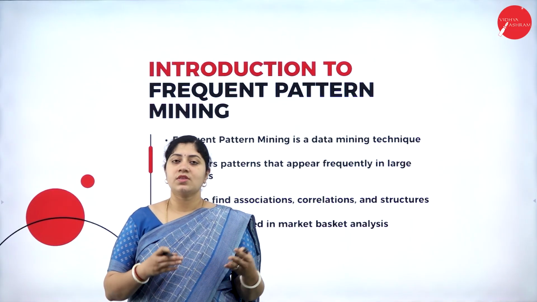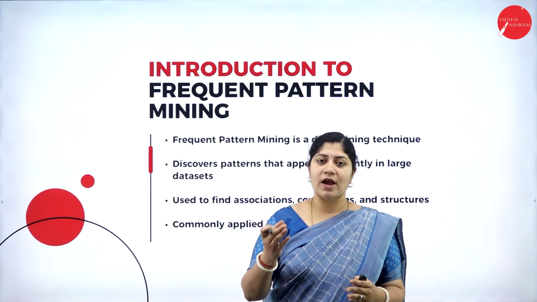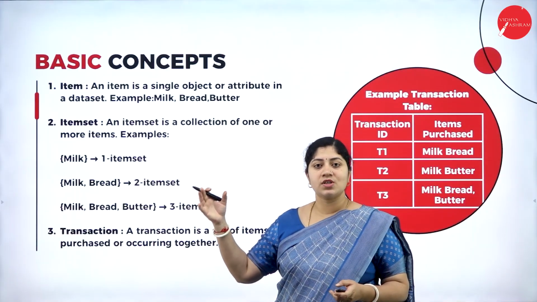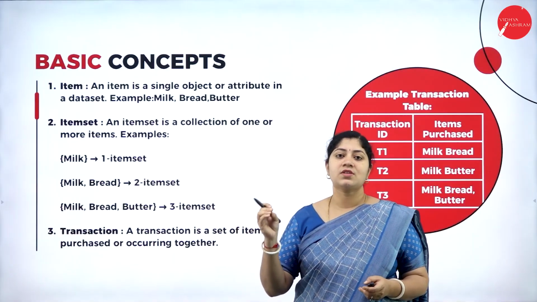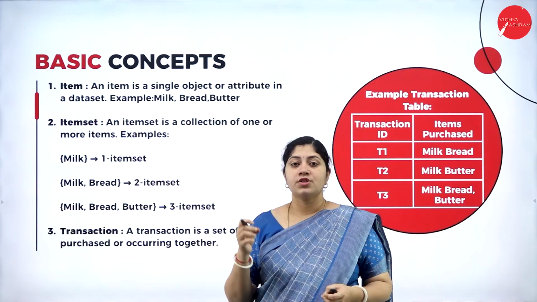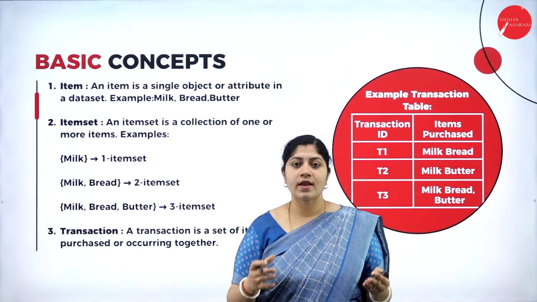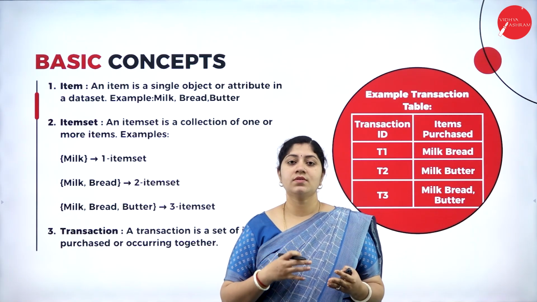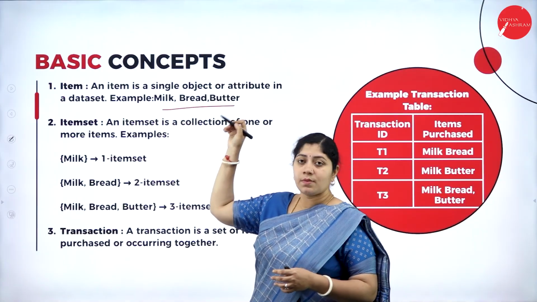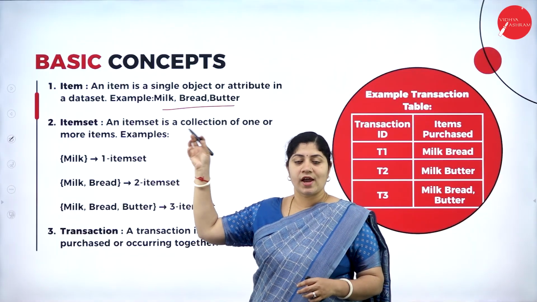As we understood that there will be patterns, now we have to understand how these patterns are defined. So let's move ahead and understand patterns using some basic concepts. The first concept used under mining frequent patterns is an item. An item is a single attribute, or we can also consider it an object in a data set. Examples are milk, bread, butter, etc. So these are various objects that are considered.